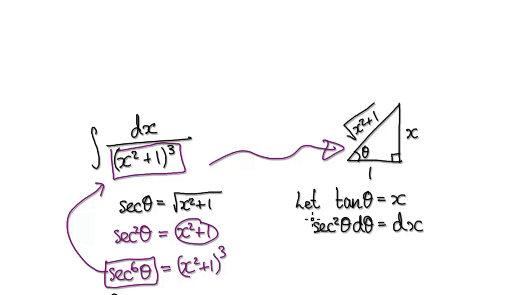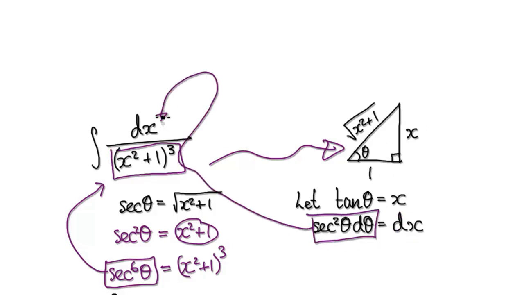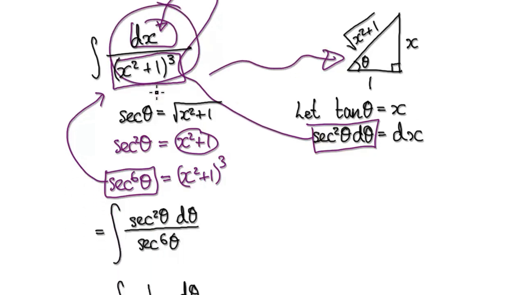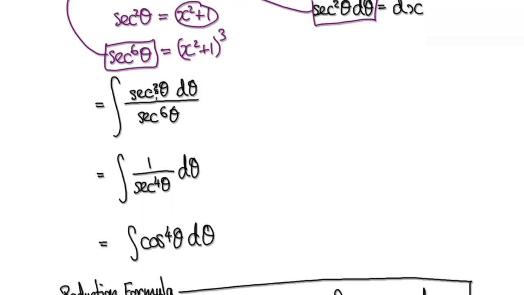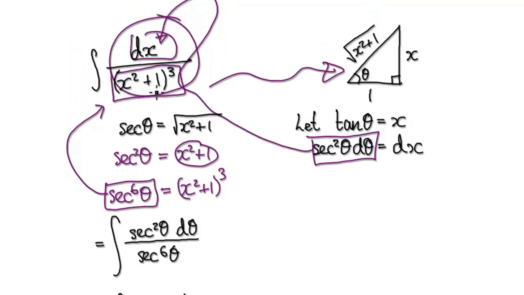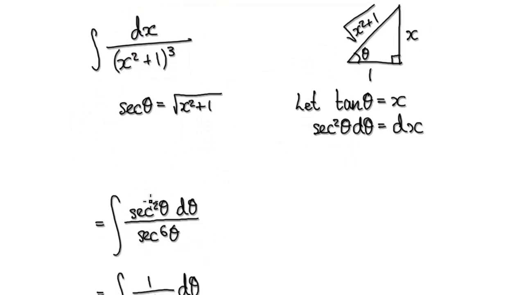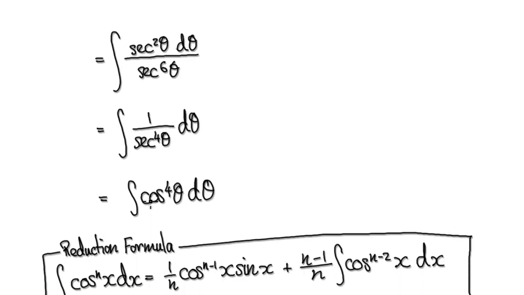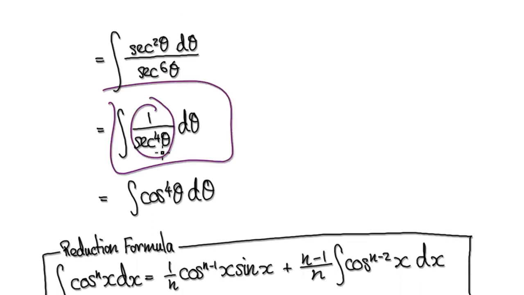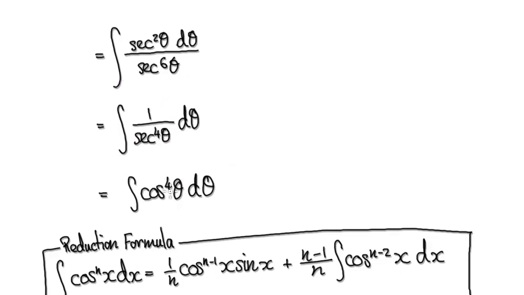So put this block into the dx here. Then this whole thing here will become this thing here. Okay, so now tidy this up. That will take you to here. And then tidy this thing up. 1 over secant to the power 4 is really cos to the power 4. So now use the reduction formula.